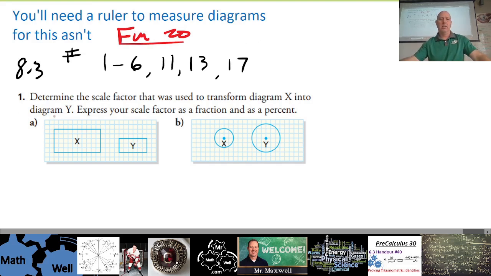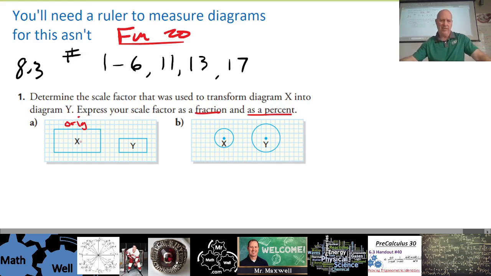started. So, determine the scale factor that's used to transform diagram X, so this is original, into diagram Y. Express your scale factor as a fraction and as a percent. Woohoo! No problem. Percent is just 100 times the fraction, or the decimal form, right?